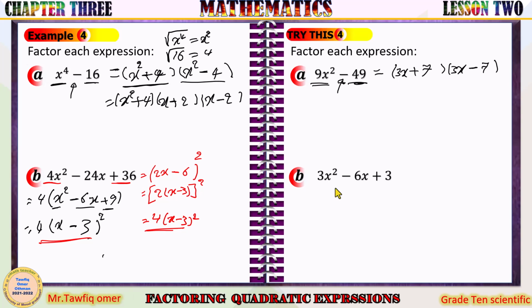Here again we can do it second, take the 3 as a common factor, it becomes x squared minus 2x plus 1, and this one is a perfect square. It equals 3, open bracket and put 2 over it, and the second side: the square root of the first one is x and the square root of the third one is 1. This is the solution.